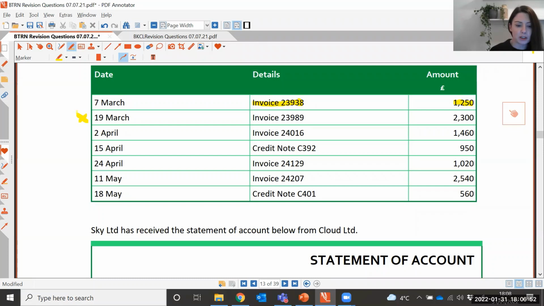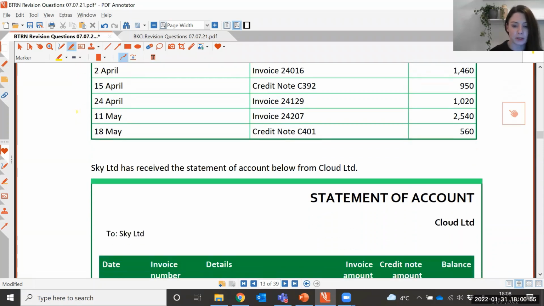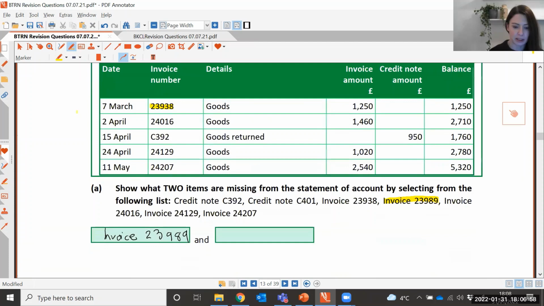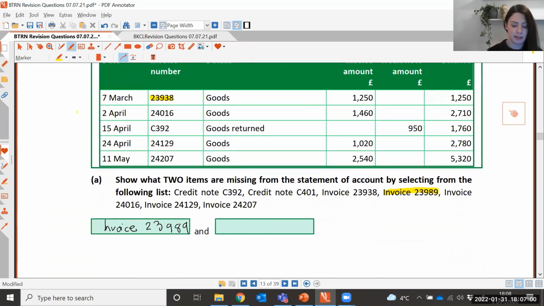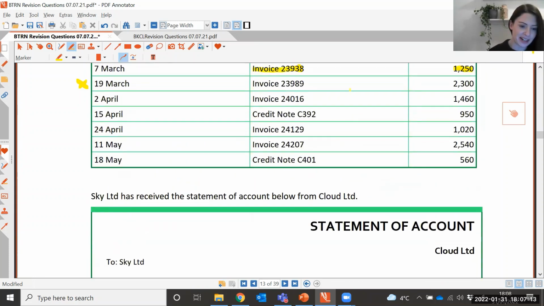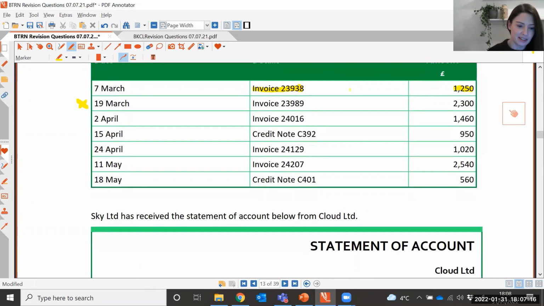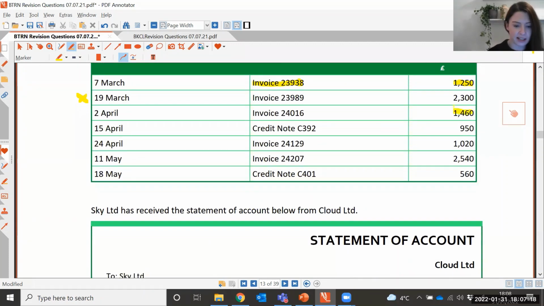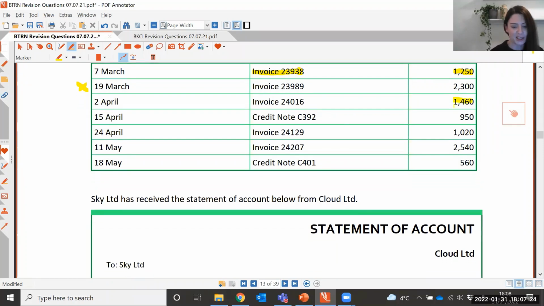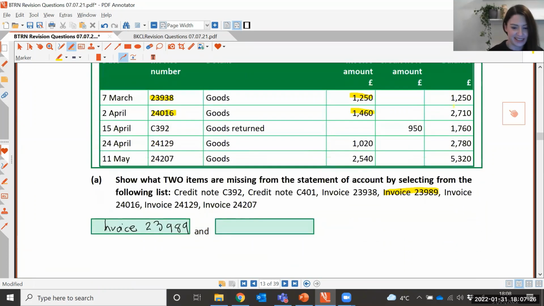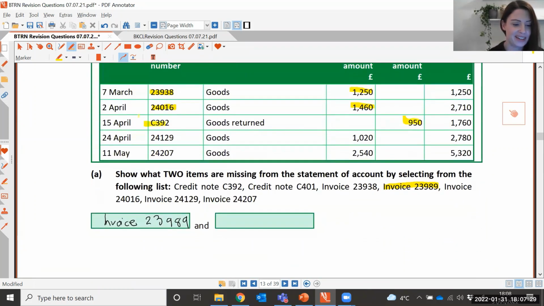Okay, next we have invoice 24016 for £1,460. So can you see if that's on the statement? Yeah, we've got it here. And then we've got credit note. Let's do it the other way around again, sorry. So this one's here. So credit note 392 for £950. Yeah, this one's here, good.